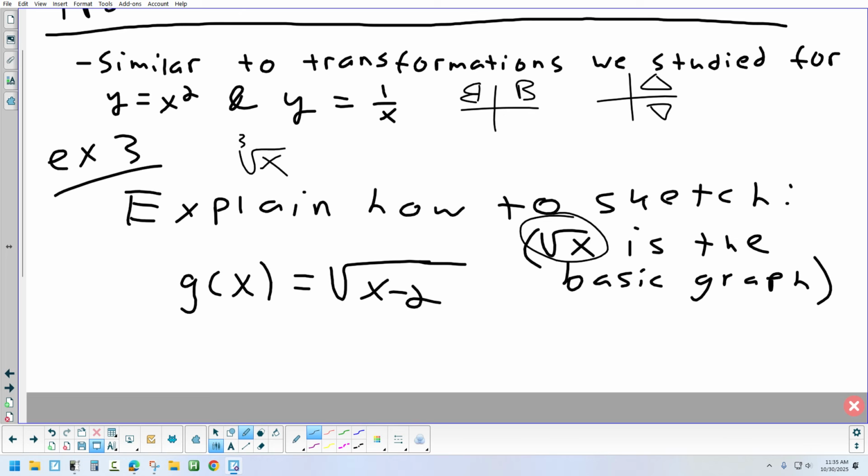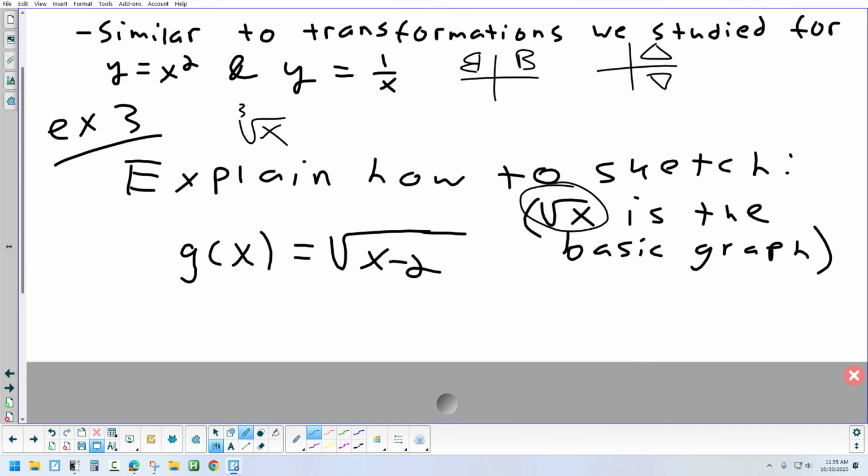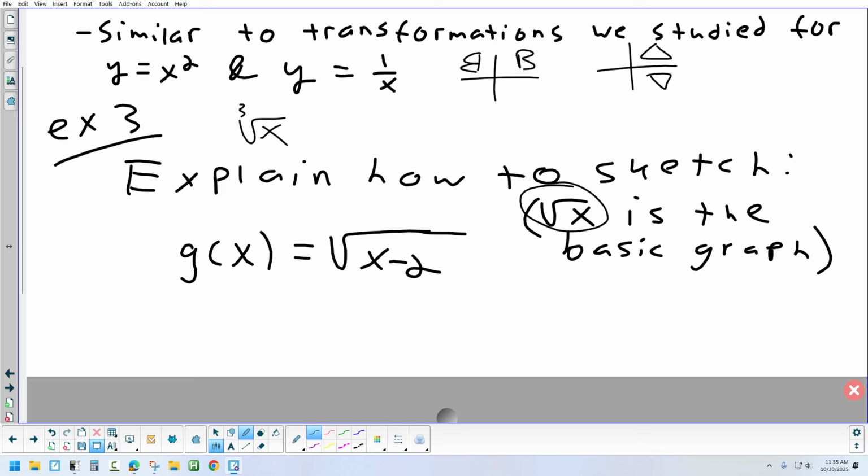What would be the transformation to turn the square root of x into the square root of x minus 2? Yeah, you start at (2, 0). So if you're going to write a sentence that describes the transformation? Shift to the right 2 units. Yes. Shift, and the assumption here is the parent function. Shift the parent function right 2 units.